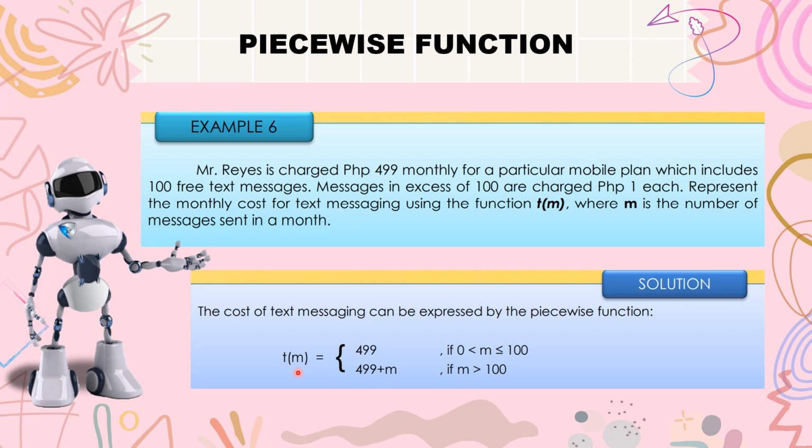It is our function and it is equal to 499 if M, where M is the number of messages sent in a month, is greater than 0 but less than or equal to 100. Another condition is in excess of 100. If M is greater than 100, the function is T of M equals 499 pesos plus M. So this is our piecewise function representing the problem.